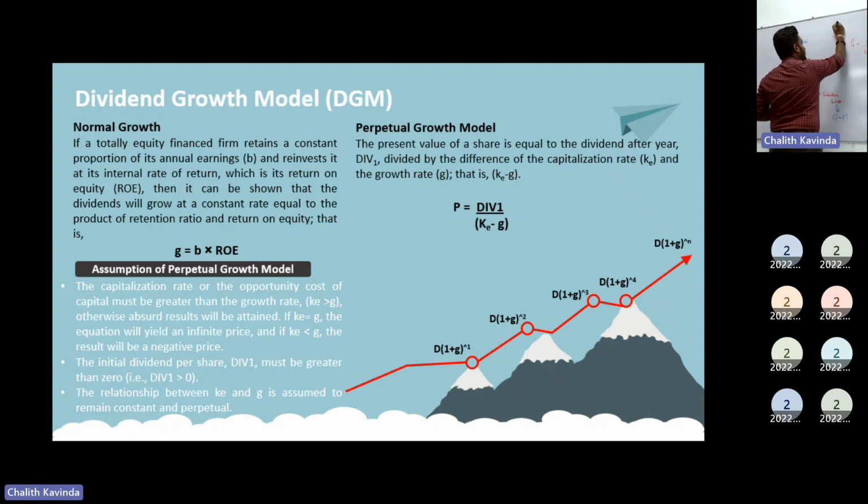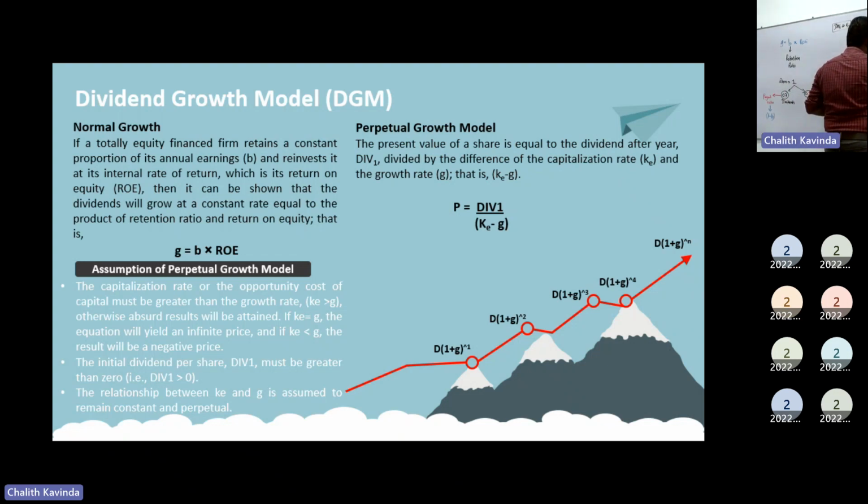Please do the calculations for the following. Let's say your next year dividend is 5 rupees. Calculate the price of the share if the cost of equity is 10% and the growth rate is 7%. Calculate the price of the share if the cost of equity is 10% and the growth rate is 10%.